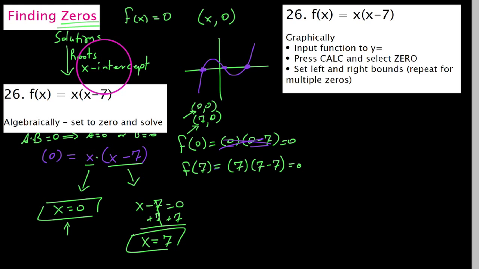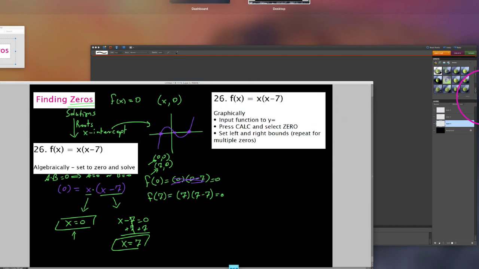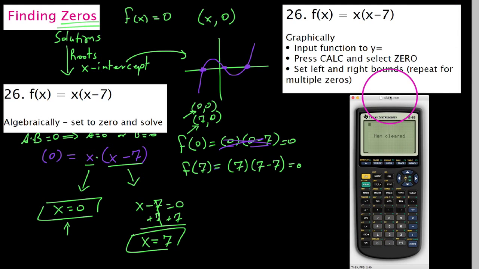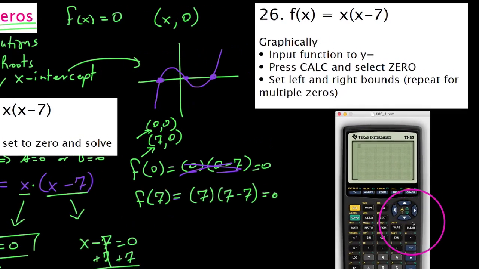So bringing up this graphical approach, saying that a zero is an x-intercept, what I want to do is show you that if I had a function such as this one here, x times (x minus 7), graphically how we would find its zeros. So we are going to get out our calculators here, and I have a TI-83 emulator. Here's what we'll do.